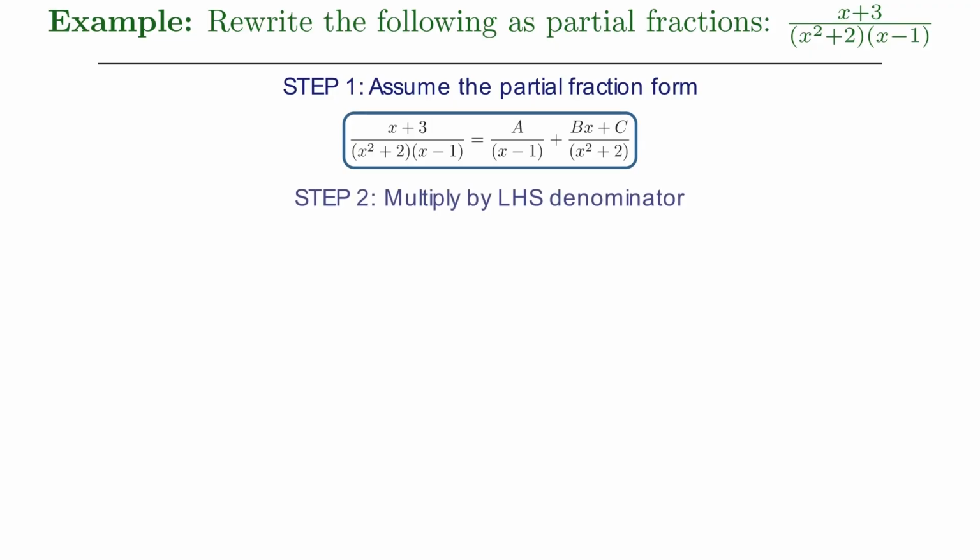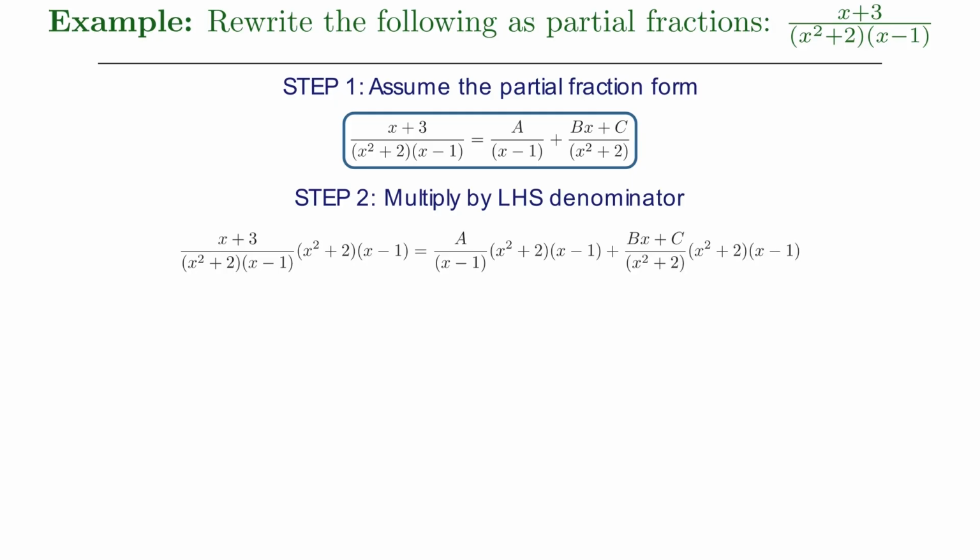The next step is to multiply through by the left-hand side denominator, so multiplying everything by (x² + 2) and (x − 1). And we can cancel out some of the terms. This leaves us with x + 3 equals A times (x² + 2) plus (Bx + C) times (x − 1). Expanding the brackets and collecting the like terms, this gives us the equation x + 3 equals x² times (A + B) plus x times (−B + C) plus 2A − C.